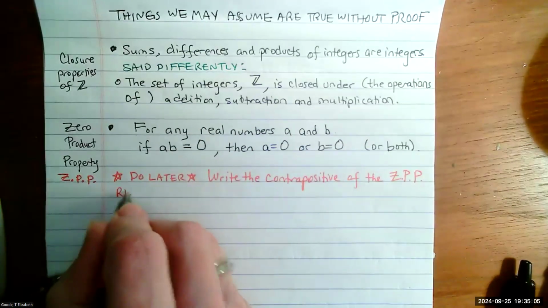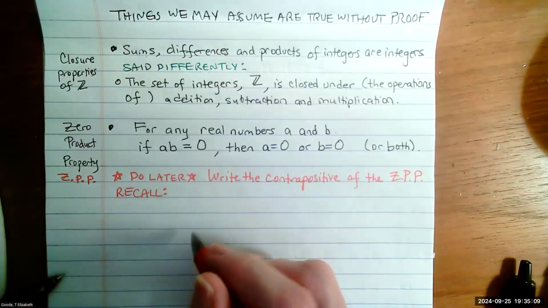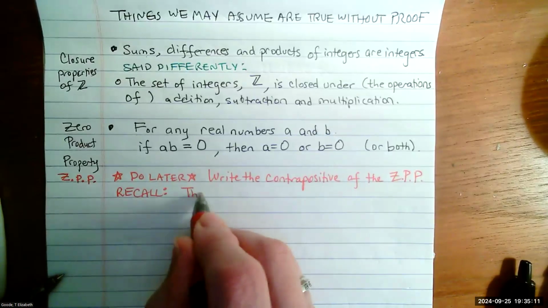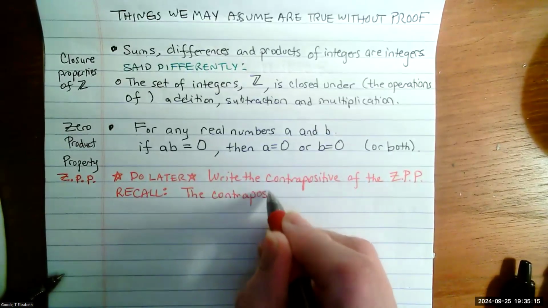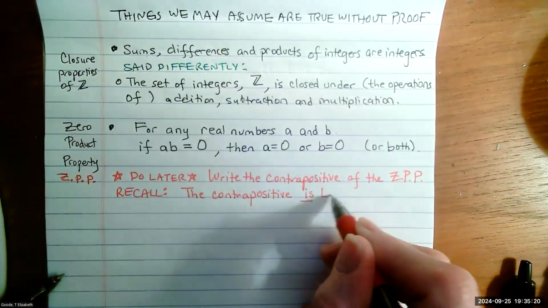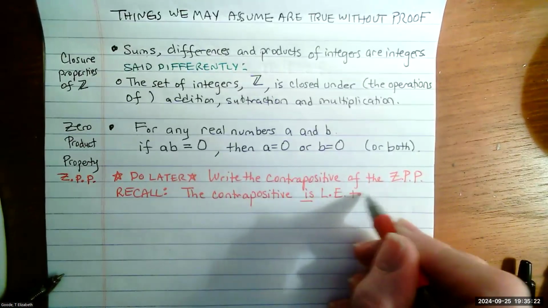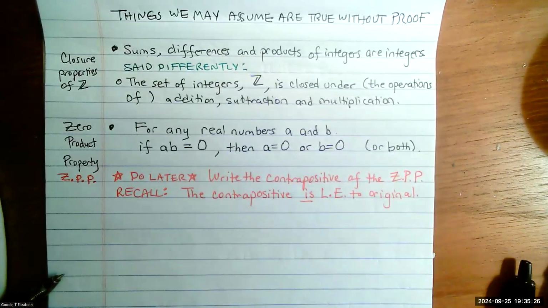Recall, why am I asking you to write the contrapositive? Well, it's not random. Recall, the contrapositive is logically equivalent to the original. Remember that? Those are the two that are logically equivalent to one another. That's why the converse and the inverse are logically equivalent. They are contrapositions of one another.